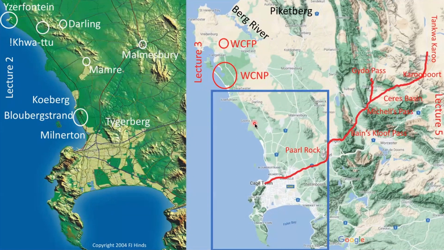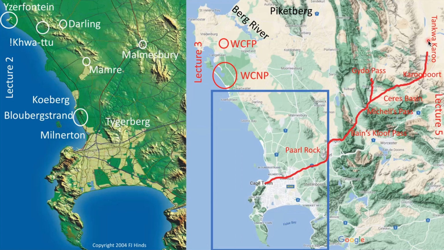And then what we're going to do in our final lecture tomorrow on Friday is we're going to go from Cape Town, and we're going to follow this red route past Paarl Rock through to Wellington and the Wagon Makers Valley, over Bain's Kloof Pass, into the Tolbach Valley, up Mitchell's Pass, into the Ceres Basin. We're going to check out Khwa-ttu Pass, and then we're going to come back through the Karoopoort and out into the Tankwa Karoo.